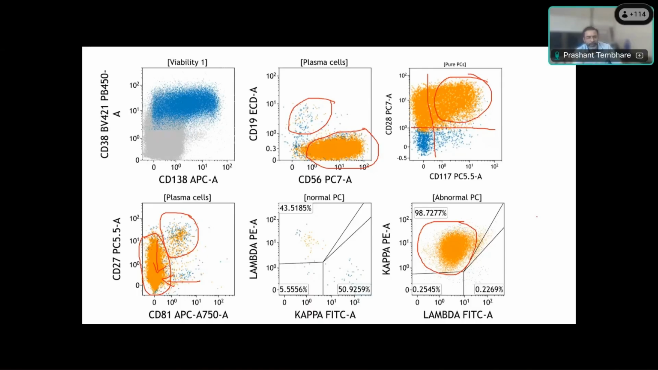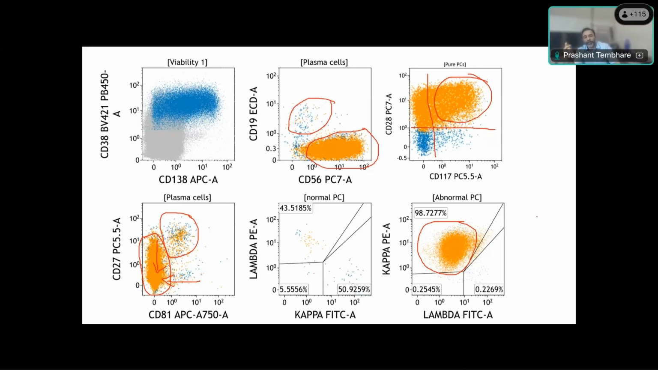Now it is important. Sometimes patients with chronic inflammation or chronic diseases like leishmaniasis can have increased plasma cells. The patient can present with backache, and just because the plasma cells are increased and the patient has anemia and backache doesn't mean the patient has myeloma.